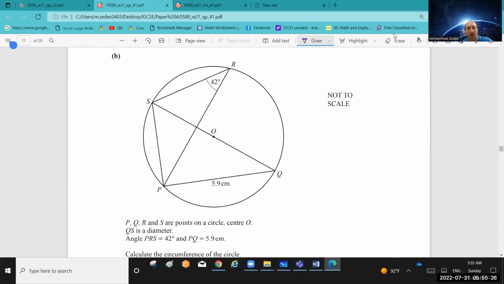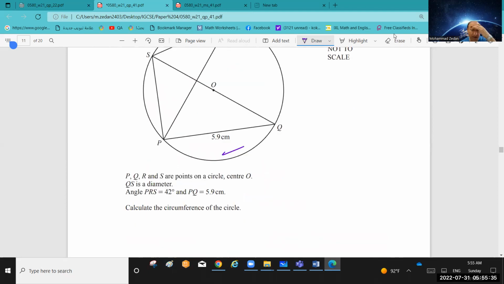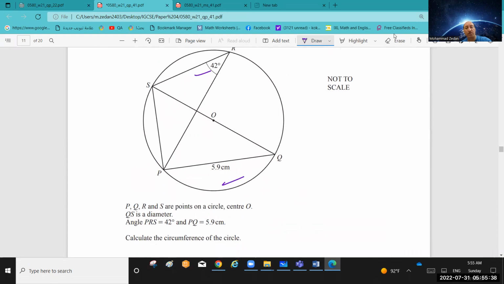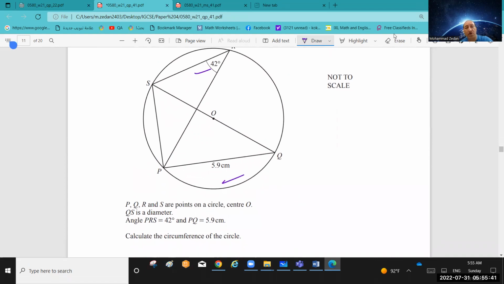And this is, I have QS as a diameter. I have the side, as you see here, this side given and this angle is given. The question now: calculate the circumference of the circle. For the circumference of a circle, you have to know the radius or the diameter. First of all, 42 is equal to 42, two angles drawn on the same segment, or two inscribed angles subtended by the same arc. Now don't forget, when you have a diameter in a circle, most probably you have a right angle. Yes, QPS is a right angle. It's an inscribed angle drawn in a semicircle.